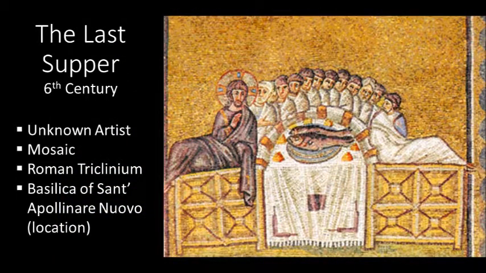It is a mosaic found in a basilica church in Ravenna, Italy. This mosaic depicts Jesus and his disciples reclined and eating around a C-shaped table. The C-shaped table resembles the traditional setup of the Roman triclinium. Roman triclinium was typically 3 tables or recliners that were in the shape of a C, with the table in the middle for eating.